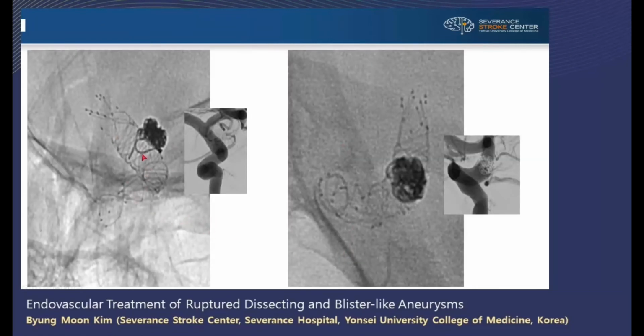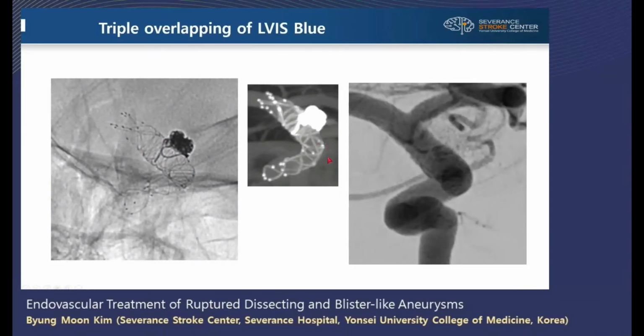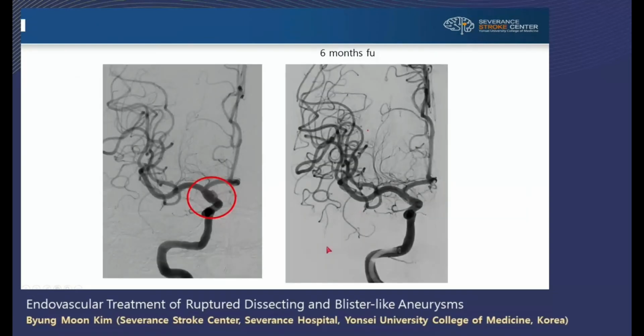This is a magnifying view. You can see crowding of stent strut markers. This is the Flat panel CT. You can also see crowding of stent markers. This is the initial image. The 6 months follow-up control angiogram shows complete reconstruction of the ICA segment and complete occlusion of the blood blister-like aneurysm.